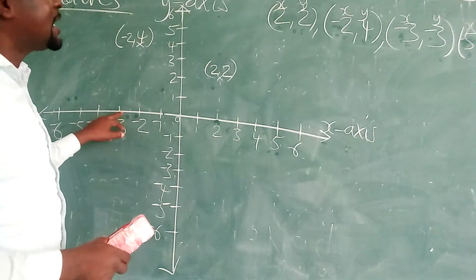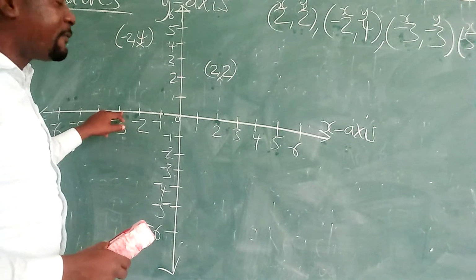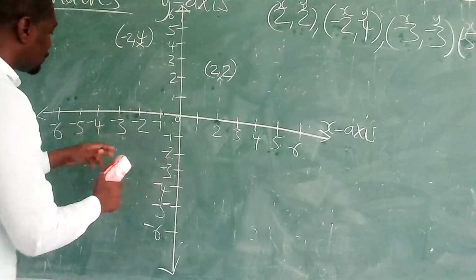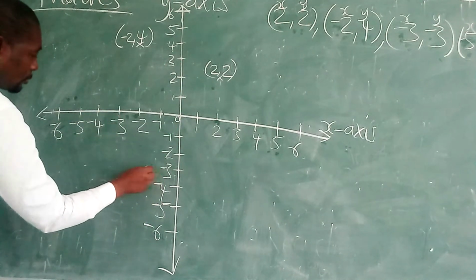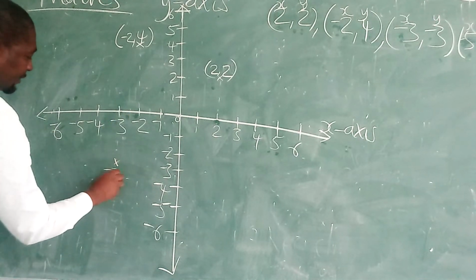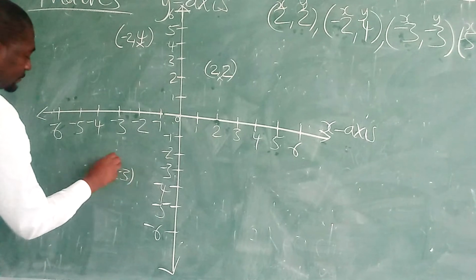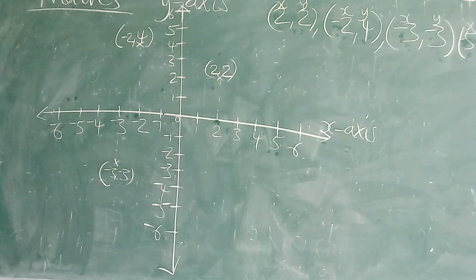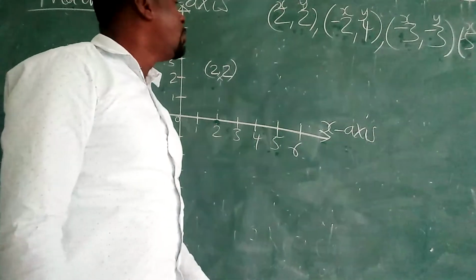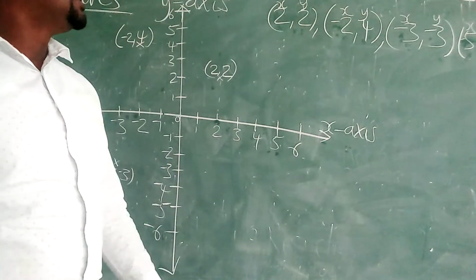And then the second number, negative 3, on the y-axis. Here is positive, so negative is here. So they are going to meet here. So we have negative 3, negative 3. Now, we will move on to the next coordinates.